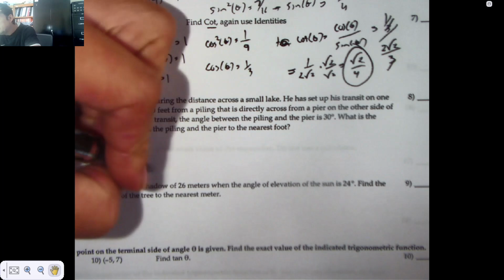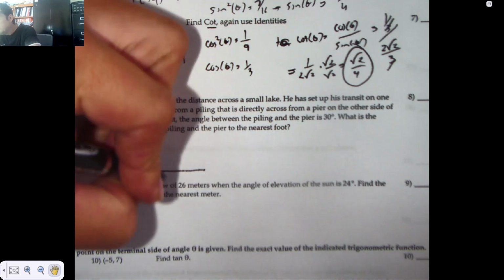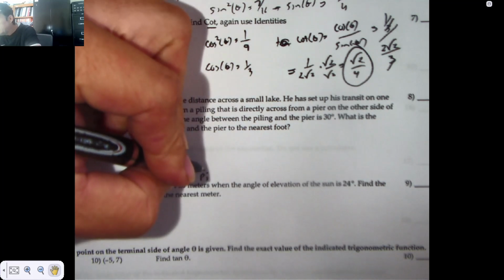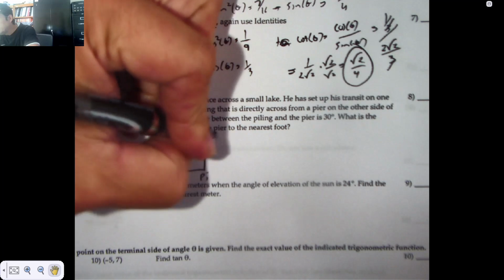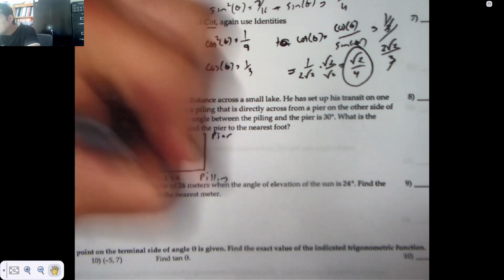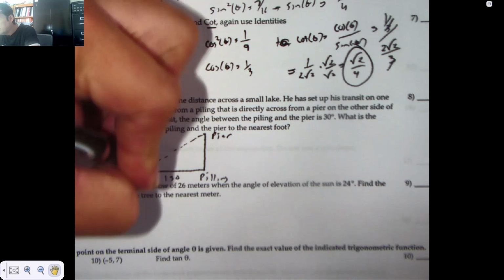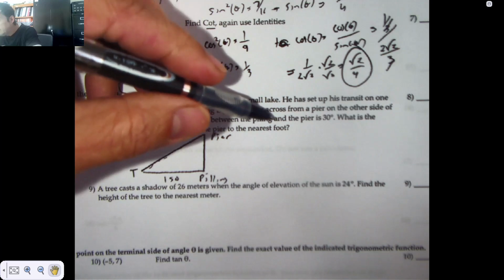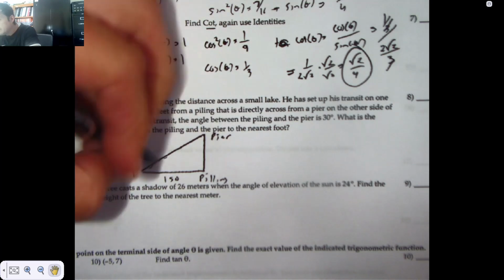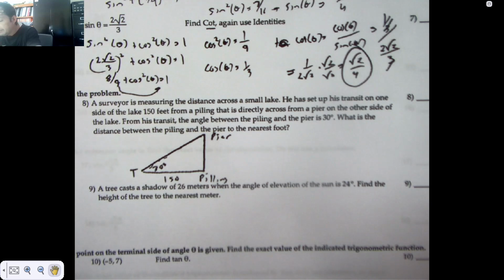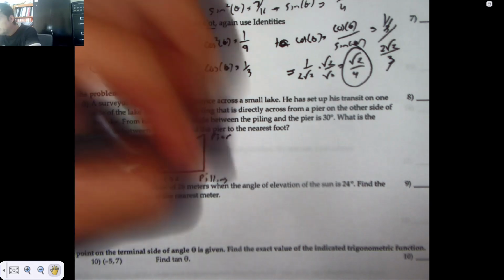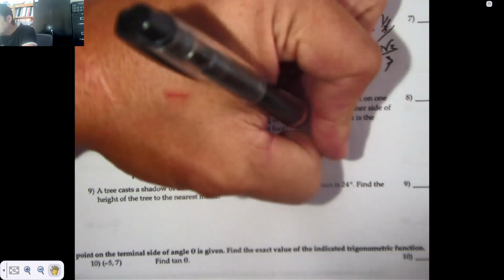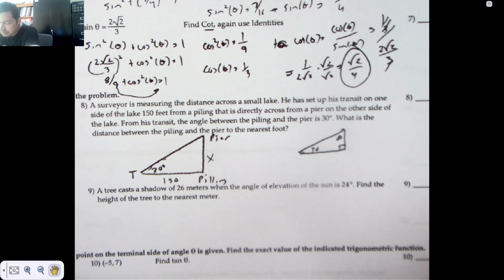So we have a transit here. This is surveying, and it's 150 feet from what they call a piling. Let's call that PI. And that piling is directly across from a pier. Then we have this imaginary third side, which I'll just draw in, the hypotenuse. The angle between the piling and the pier is 30 degrees from his transit. So here's 30 degrees. They want the distance between the piling and the pier to the nearest foot. They want this. I personally would go off the side and I would do some 30, 60, 90 theorem. That's what I would do.